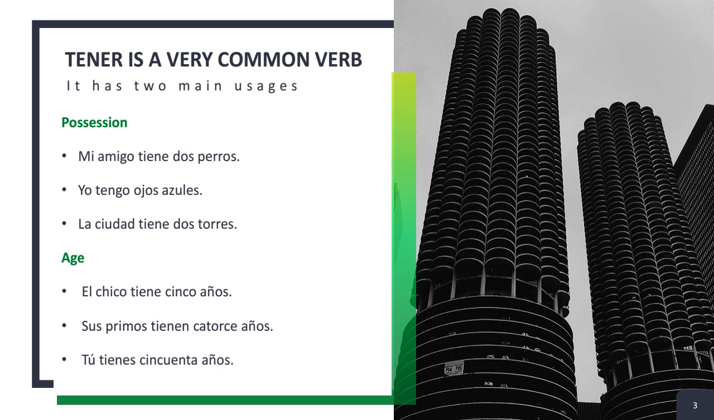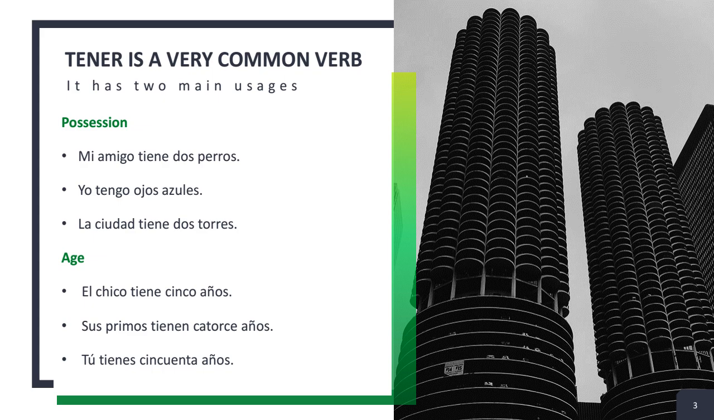Like I said, tener is a very common verb, so there's a ton of different ways that we can use it in Spanish. The two main ways that we use tener in Spanish is to talk about things that we have, including our possessions and our age. So you can see there's some examples here.